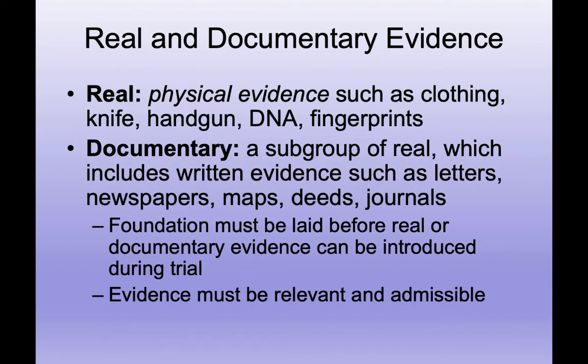Okay, the difference between real and documentary. Real evidence is a lot of times referred to as physical evidence. Things like bloody clothing, the gun, the knife, DNA, fingerprints, things that were physical, that were picked up, located, or seized subsequent to a search warrant, booked into evidence, that kind of thing. Those are physical. And a subgroup of real evidence is documentary evidence, and that is oftentimes letters, contracts, maps, deeds, things that were written, let's say by the suspect, let's say a journal, or even a Facebook post.